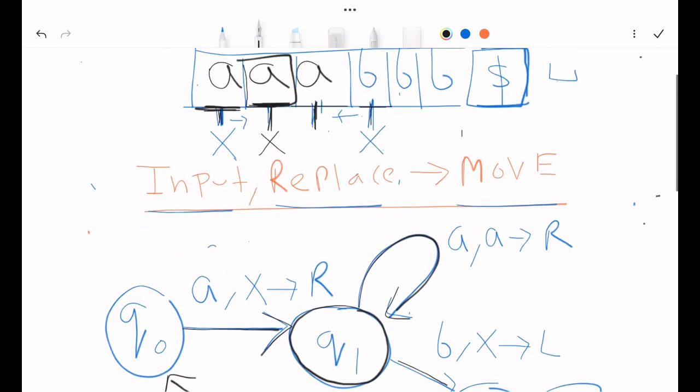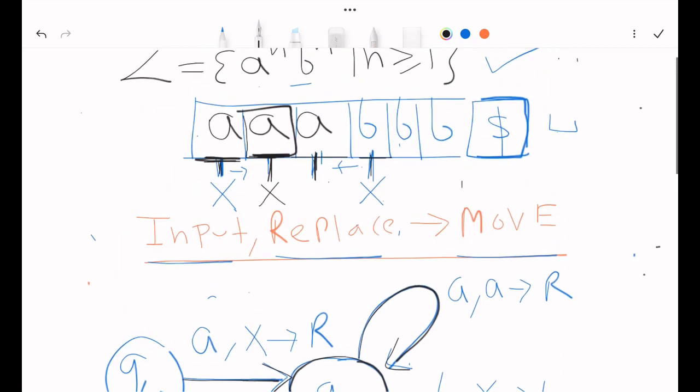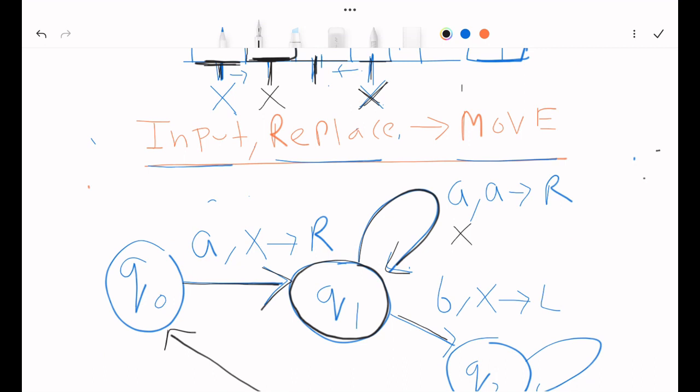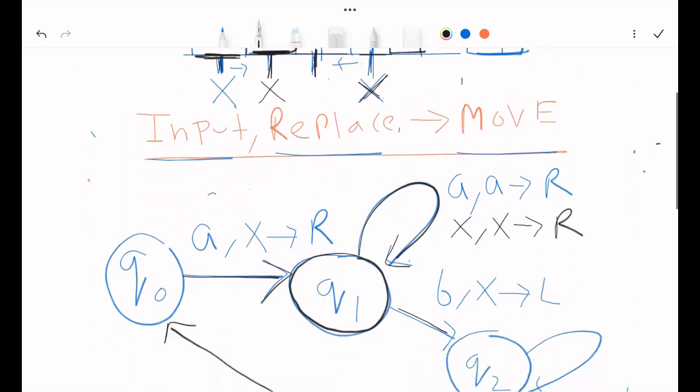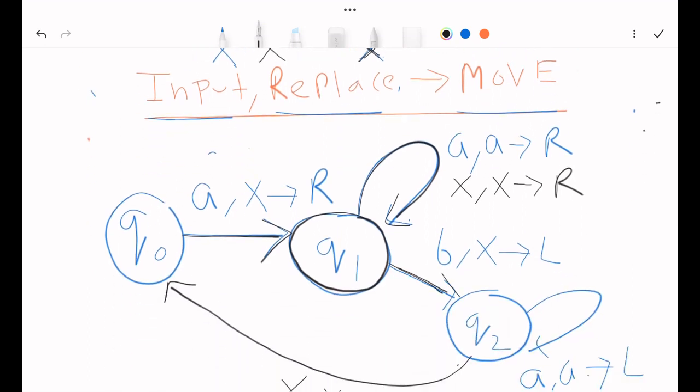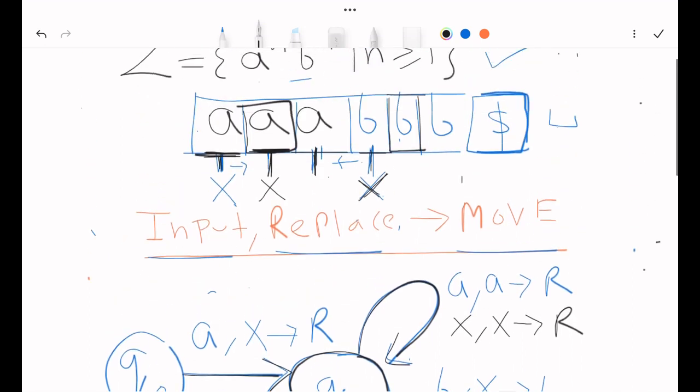There is no B here, only X. I am here at X. X replaced by X and move right. X replaced by X and move right. Now I am here. Whenever B is coming, B replaced by X.